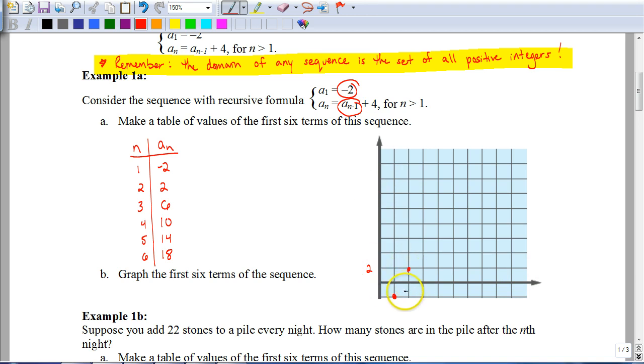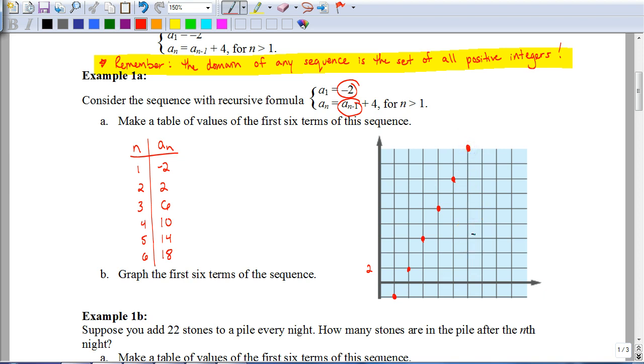Okay, so at the point (2, 2), the point (3, 6), so 2, 4, 6 would be here. The point (4, 10), where x is 4, y is 10: 2, 4, 6, 8, 10. And the point (5, 14), so 2, 4, 6, 8, 10, 12, 14, and (6, 18).